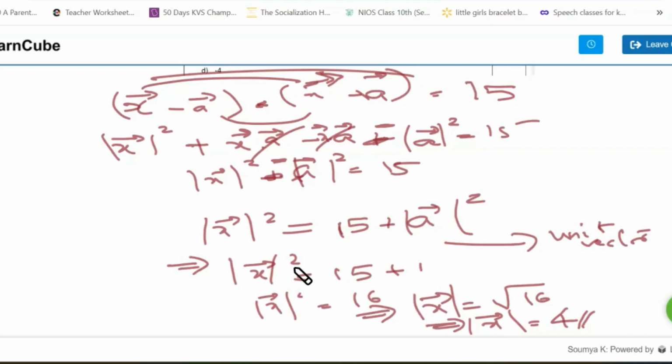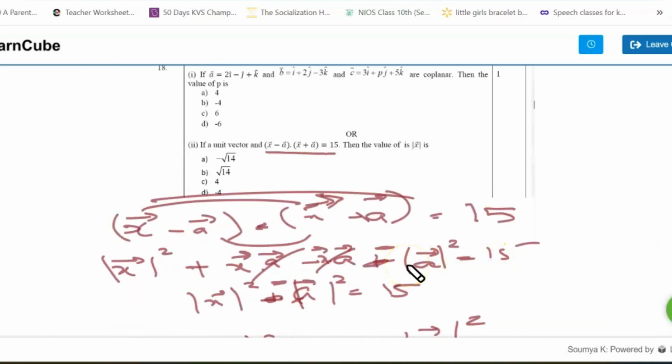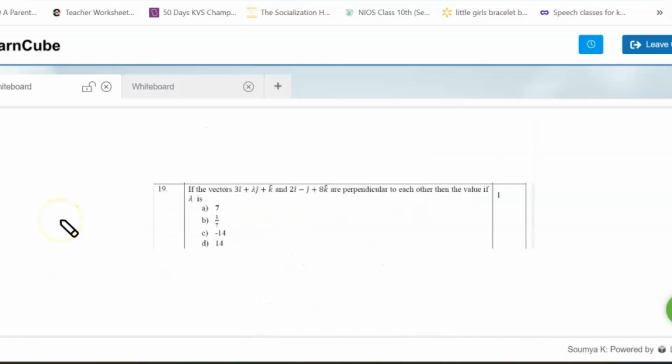Okay, so which option is the matching one? Let's see. 4 is the answer, which is C. C is the correct answer for this question. Okay, let's move on to the next question. Next question is, if two vectors are given and they are perpendicular to each other, then the value of lambda is. So in this case, they are given two vectors are perpendicular.